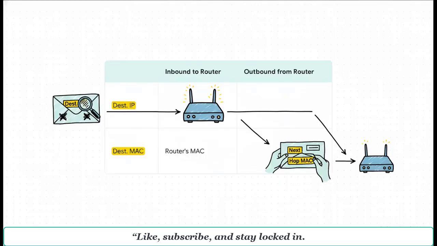Okay, so the router looks at the packet. It sees the final destination IP and says, got it, I'm not touching that. But then it does something amazing. It strips off the old MAC address, its own, and puts a brand new one on there for the next router in the chain. It is literally readdressing the package for the next mail carrier.